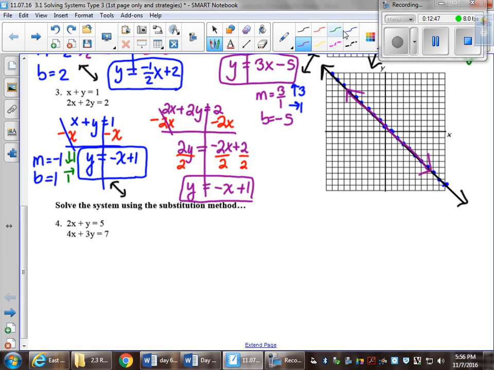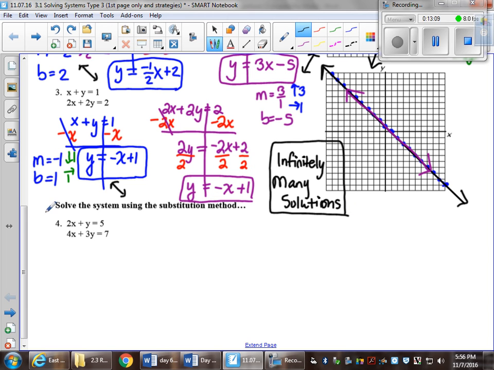the right forever and ever, this is that special case of infinitely many solutions. Infinitely many solutions. And we're done with graphing.